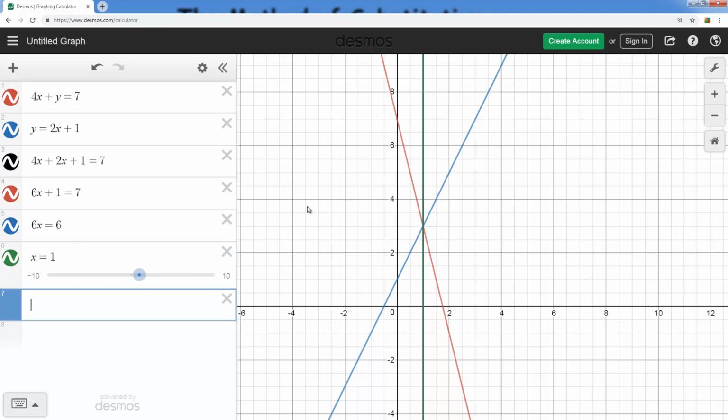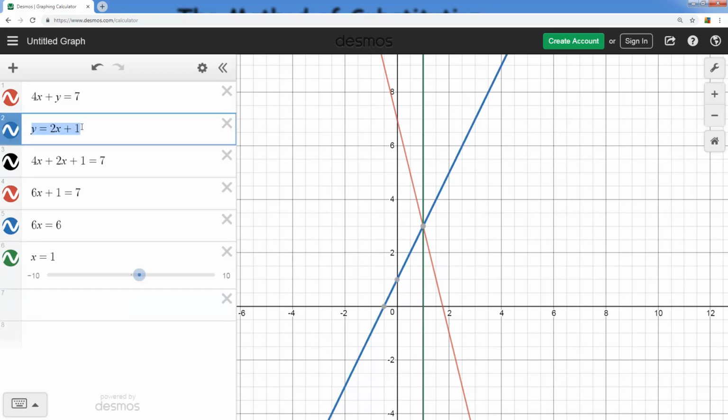Okay, so as you do the substitution, you're actually getting another line that still goes through exactly the same point. And as soon as you get an equation that has only one variable, it's actually going to be a line that just has x's or just has y's. It's either going to be a vertical or horizontal.